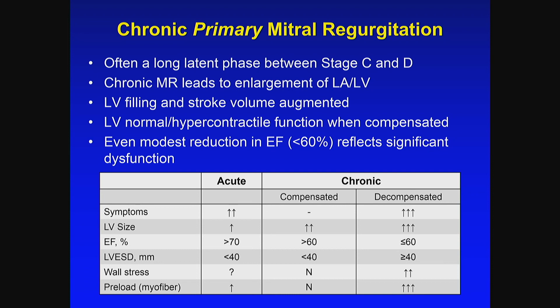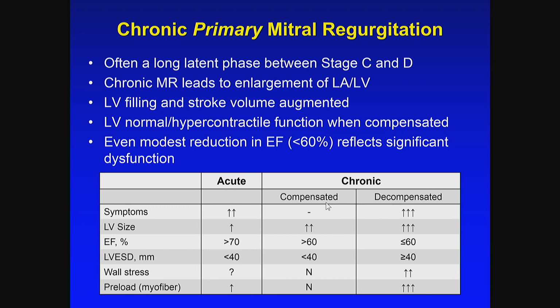But chronic mitral regurgitation inevitably leads to enlargement of the left heart chambers, including the atrium and the ventricle. Left ventricular filling and stroke volume are augmented with chronic MR, which leads, under normal circumstances, to a hypercontractile ventricle, and so an ejection fraction that tends to be either normal or actually increased with chronic severe MR. And so even modest reductions in ejection fraction, such as below 60%, actually reflect significant clinical dysfunction of the ventricle.